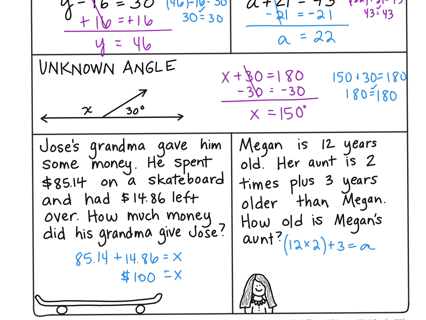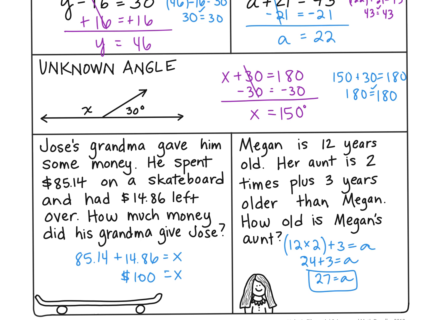So 12 times 2 is 24. Plus 3 still equals A. What's 24 plus 3? 27 equals A. Notice how this funnels down, like how when we did order of operations. Don't leave off that equals A part, okay?